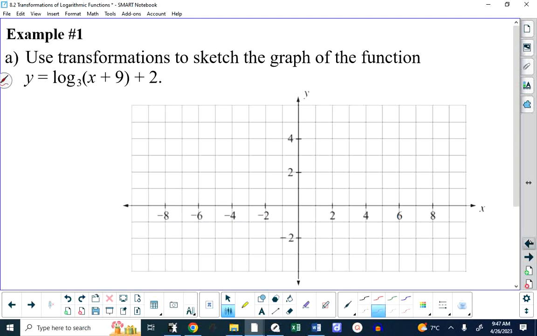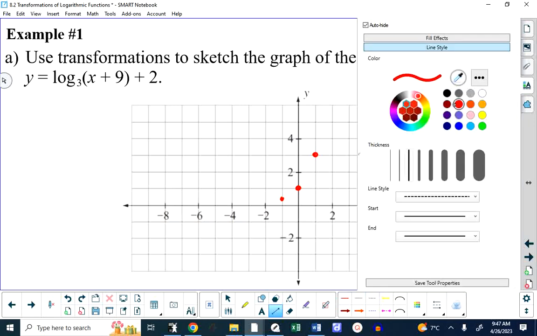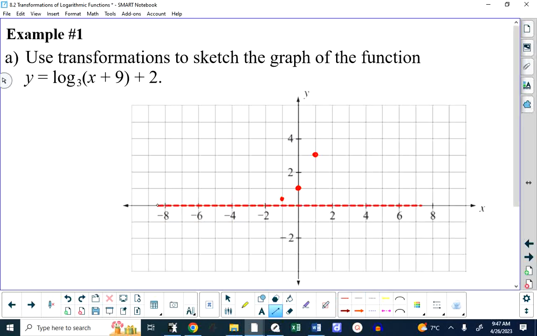Y equals 3 to the x has a y-intercept of 1, and when we go over 1, we triple. And when we go back 1, we divide by 3. This is a very rough idea of what 3 to the x looks like. I'm going to put in an asymptote just so you can see it, but I'm going to get rid of the asymptote very shortly because I don't want too much cluttering our workspace. What 3 to the x looks like is this. And again, I'm going to erase all this.